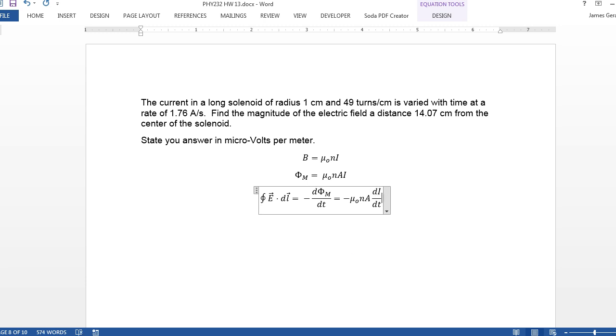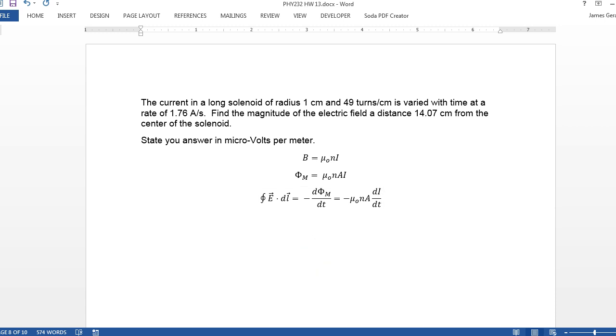And I say dI dt because the area of the solenoid is not changing. The current is changing, and we know the rate at which the current is changing, which is dI dt, which is 1.76 amps per second. And so we've got the integral of E dot dl, right?